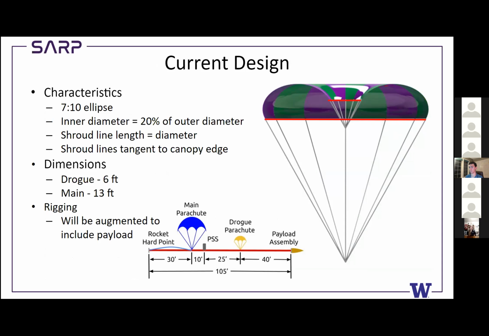So that circle is that ellipse, and then the inner diameter is 20% of the outer diameter. The shroud line length is equal to the diameter, and the shroud lines are tangent to the canopy edge. The drogue is 6 feet in diameter and the main is 13 feet in diameter. We also have a rigging diagram, which will be augmented to include payload deployment.